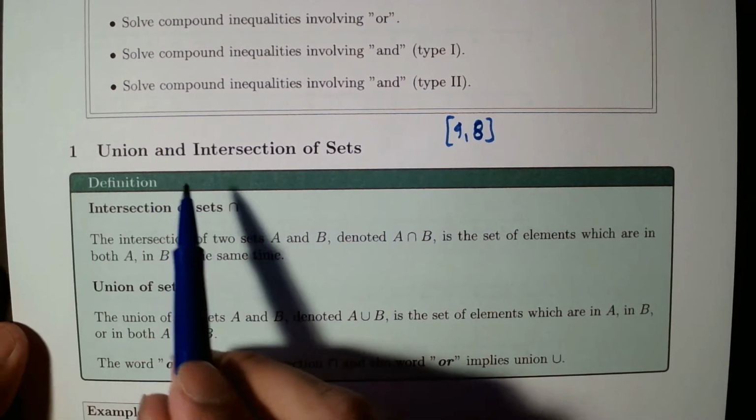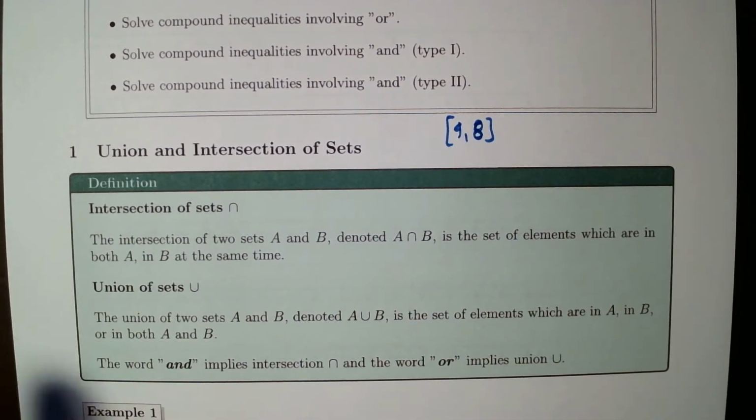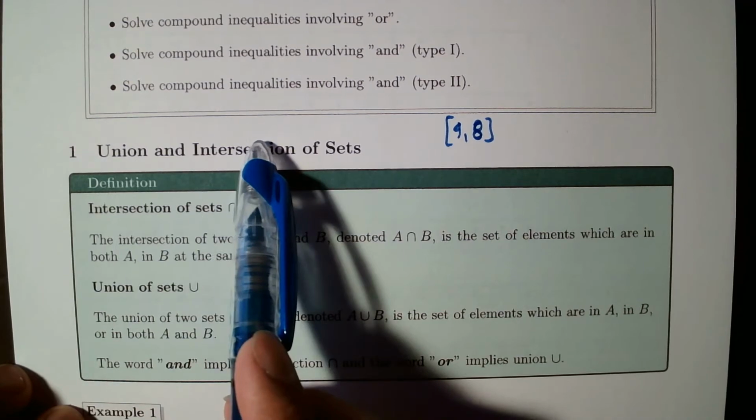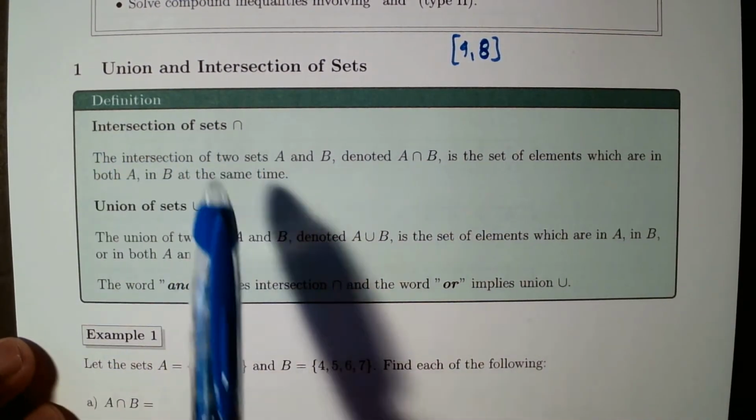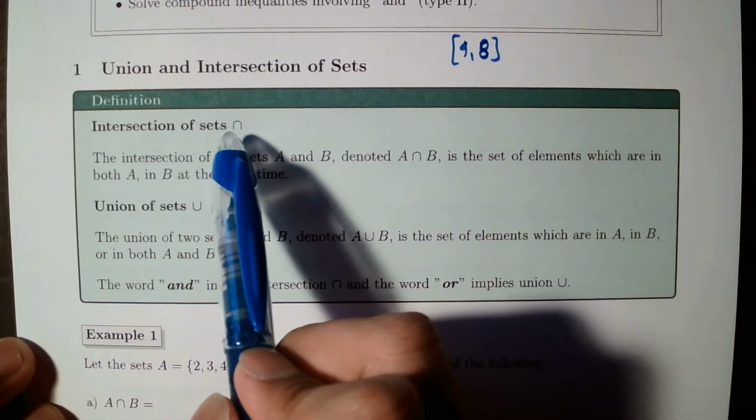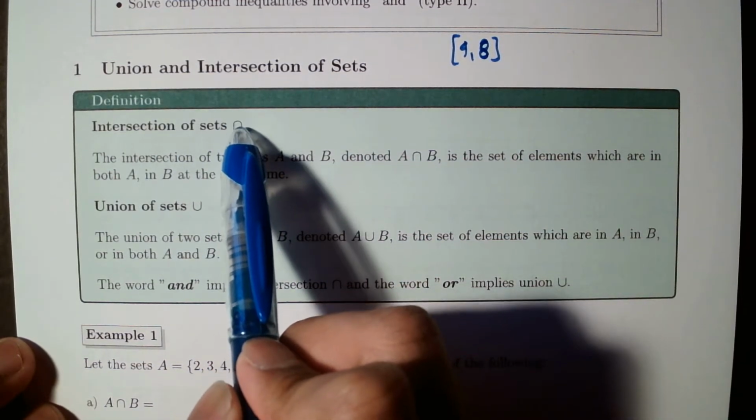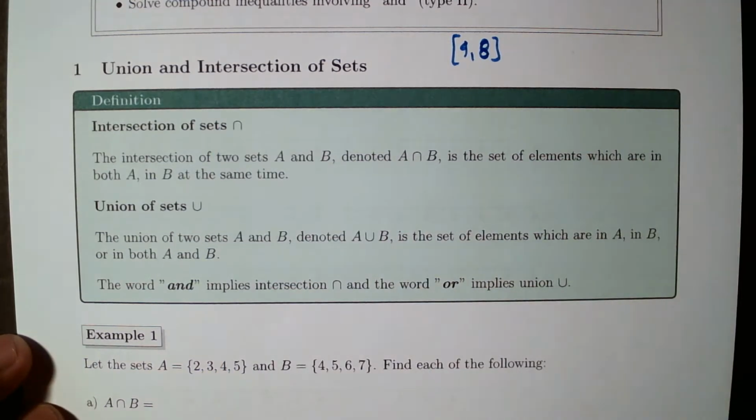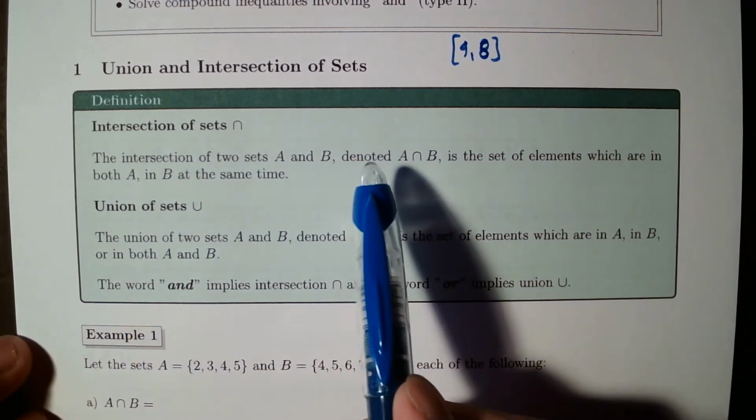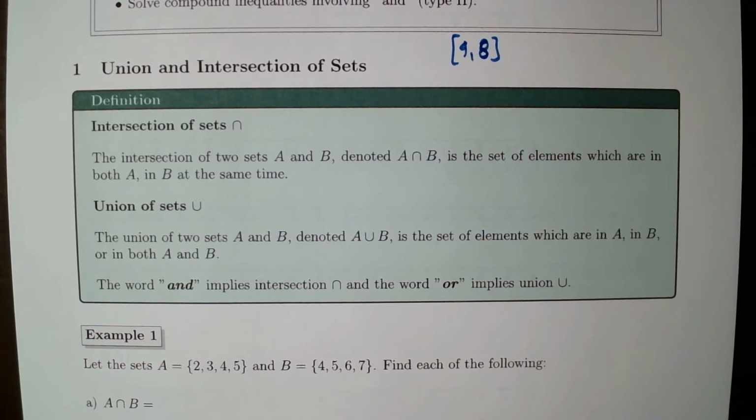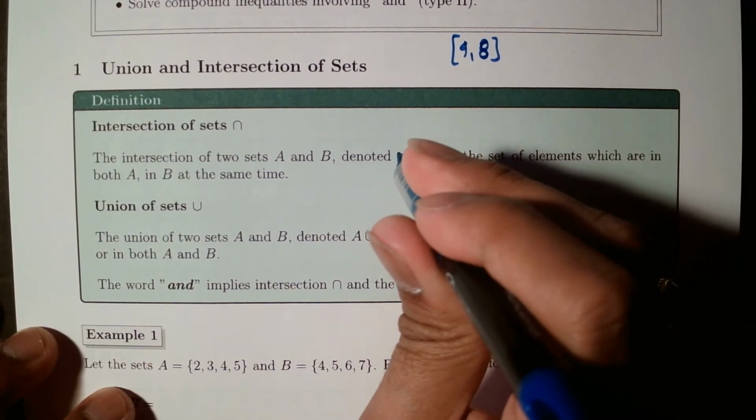In this section, however, we cover the two operations involved in sets, which are the union and the intersection. So let's define each of them. The intersection of sets is denoted with this symbol, which is not an N, it's a cap. It's called the cap symbol, and it stands for intersection. The intersection of two sets is denoted A cap B.